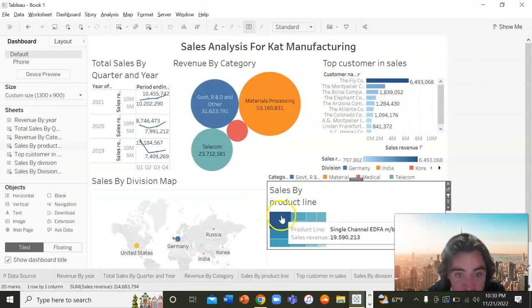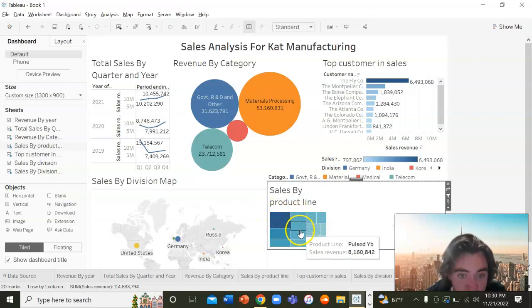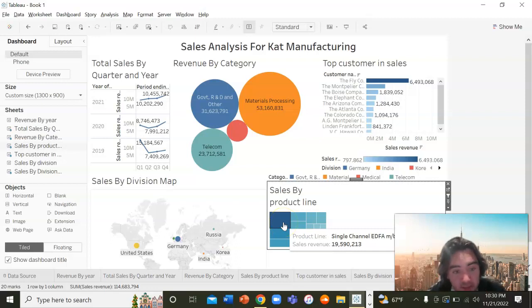Following this, we have sales by product line, which also shows you different product lines we have here and different sales revenue, of course, involved for each one. You can see here that the biggest one has the corresponding biggest box by sales revenue.